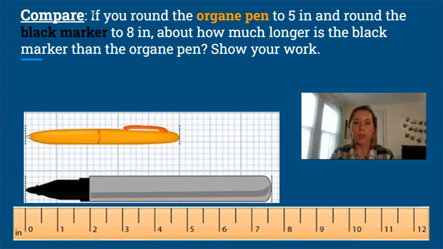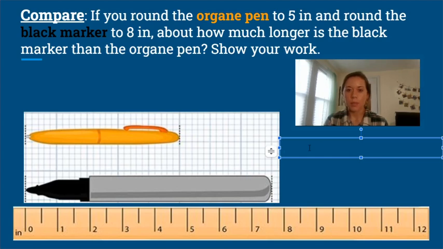So let's read it. If you round the orange pen to 5 inches, and let's see, it's not exactly 5, but it is close to 5, so we're going to round it up to 5. And then round the black marker to 8 inches. If we go over here, we see that it's over 7.5, but close enough to 8. We're going to round it to 8 inches. About how much longer is the black marker than the orange pen? Show your work. All right, so let's make an area for us to show our work.